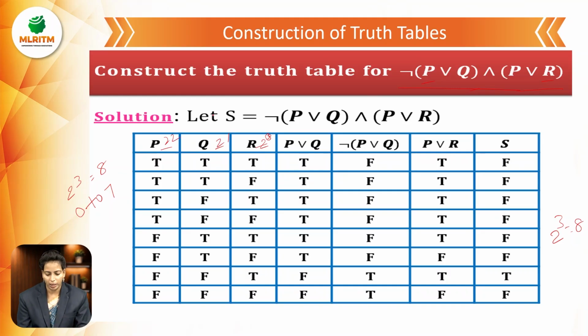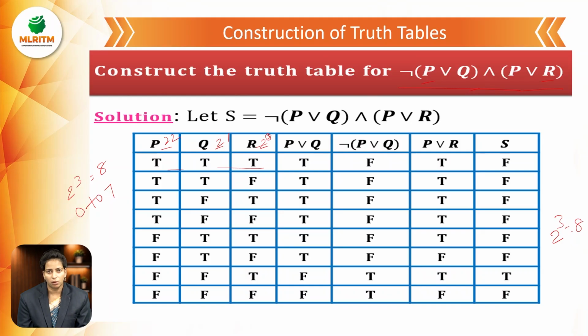Possibilities: first case, all are true. Second case, true, true, false. Third case, true, false, true. Fourth case, true, false, false. Fifth case, false, true, true. Next case, false, true, false. Next case, false, false, true. Last case, false, false, false.